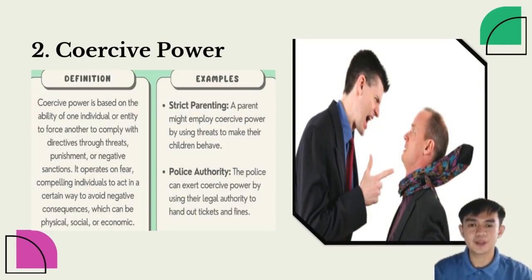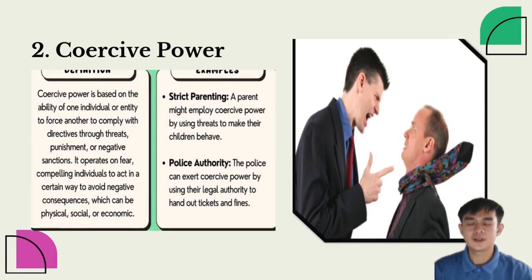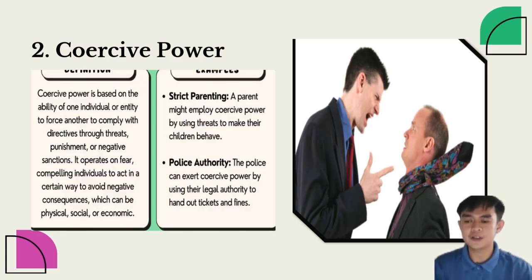Second is the coercive power. So, definition: coercive power is based on the ability of one individual or entity to force another to comply with the directives through threats, punishments, or negative sanctions. It operates on fear, compelling individuals to act in a certain way to avoid negative consequences, which can be physical, social, or economic.